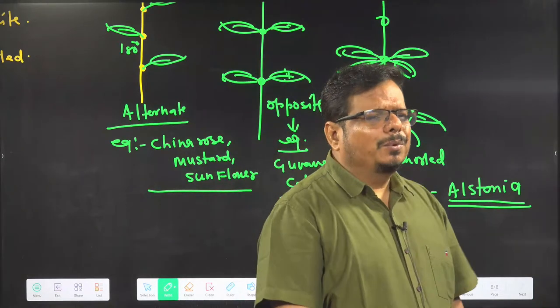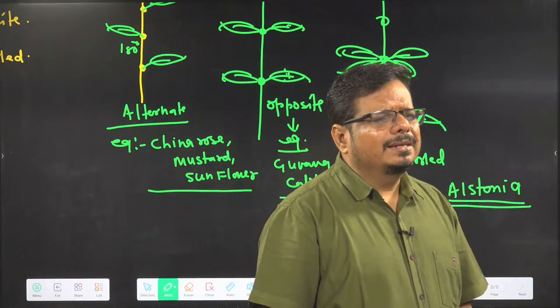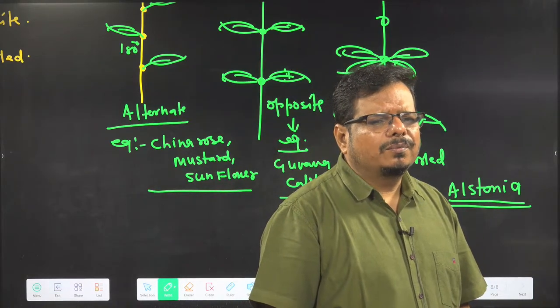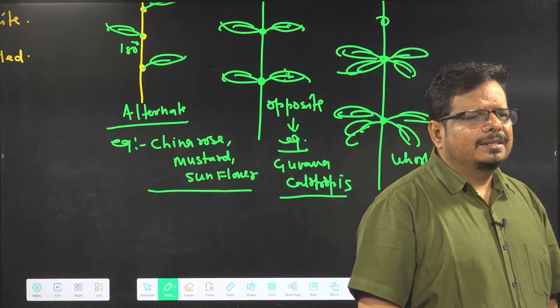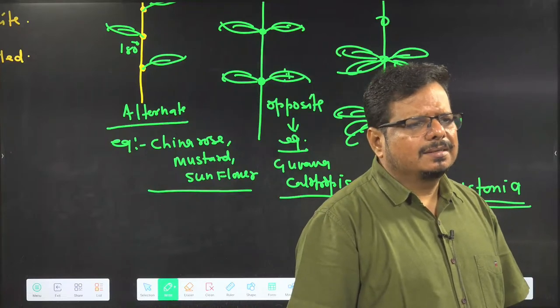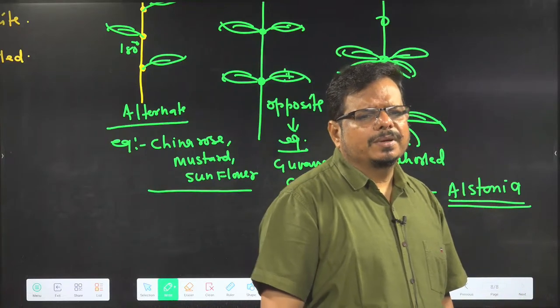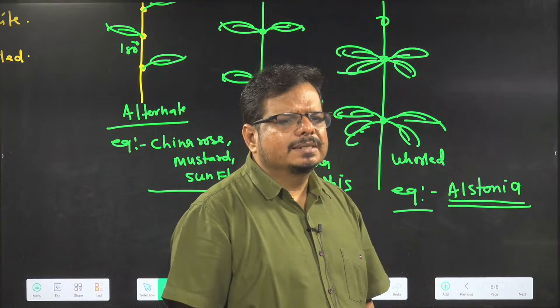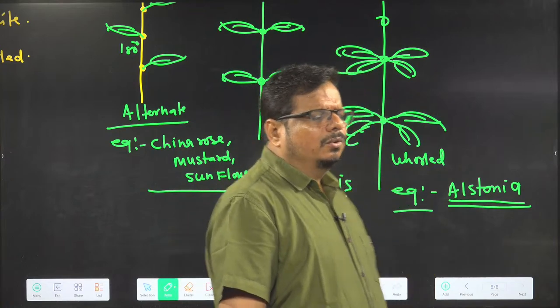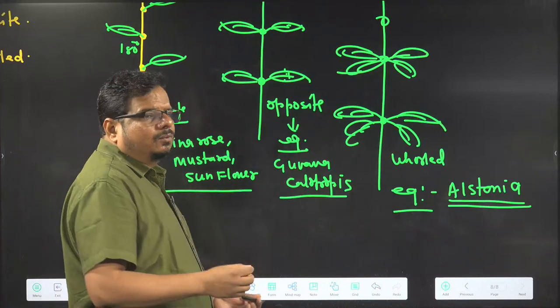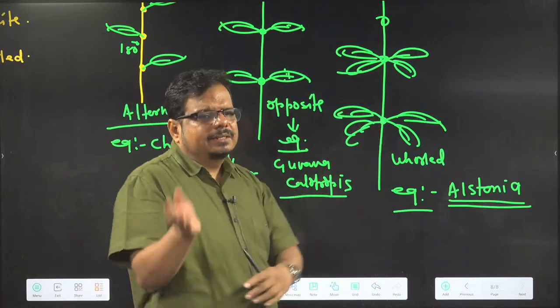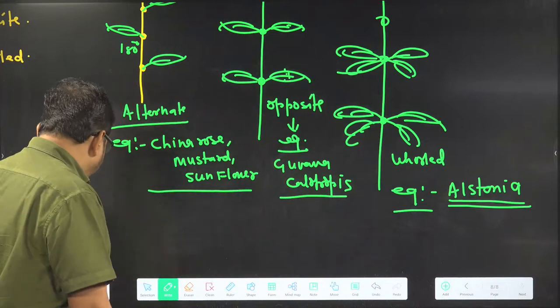So up to here I am teaching. The only things which remain are modification of leaf and inflorescence. Those things we will finish in the next class. Types of leaf, modification of leaf and inflorescence we will discuss in the next class. No need to unnecessarily confuse by saying more about opposite, decussate and superposed. Clear?